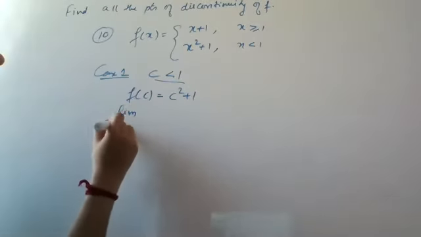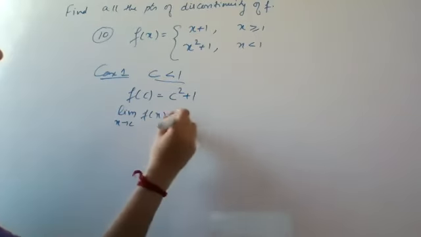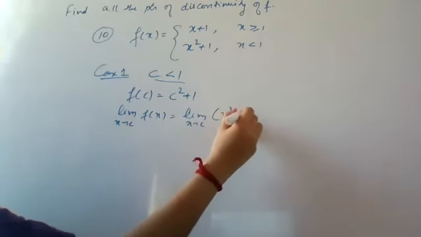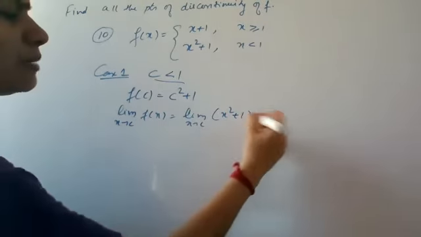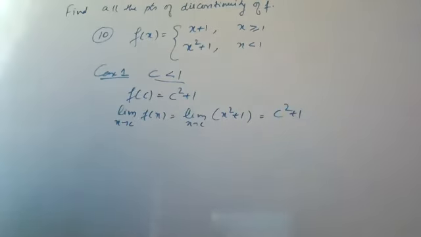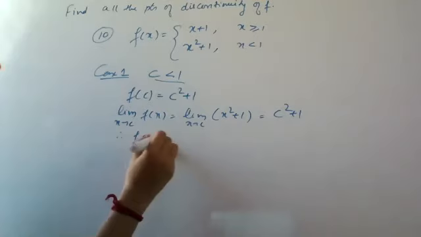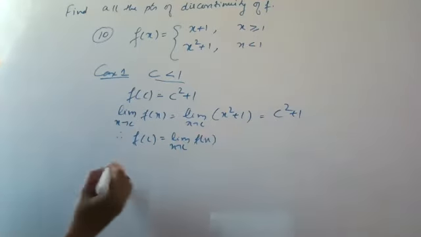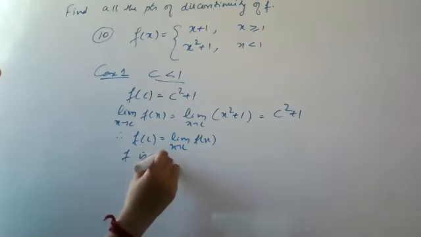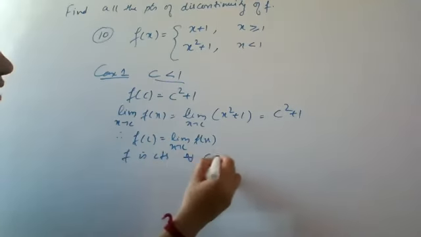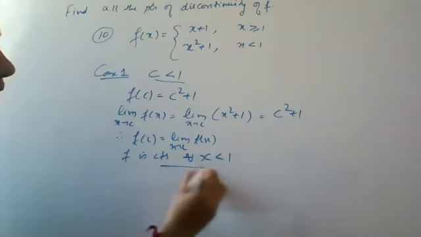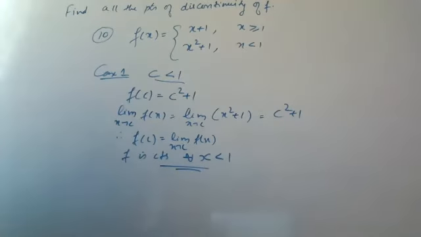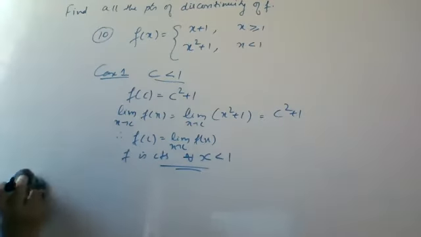Now limit x tends to c of f of x will be, which one? Again x square plus 1, you take and replace your x value with c. We are getting f of c is equal to limit x tends to c of f of x. Hence the function is continuous for all c or x less than 1, values which are less than 1. Now the second case is at the point 1.